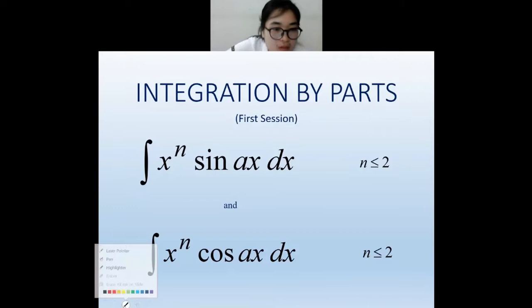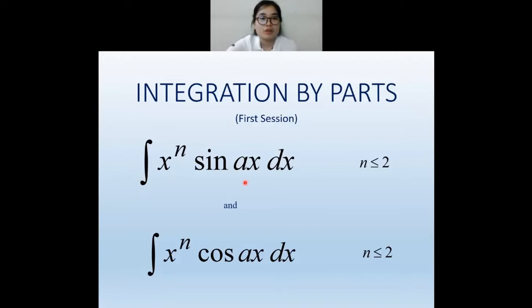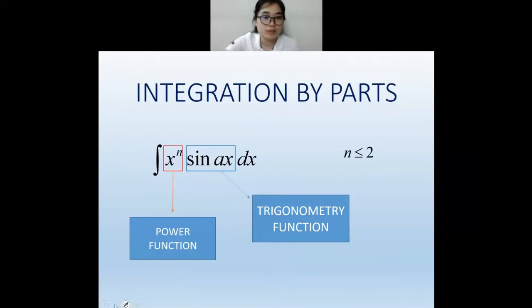What do you think about this function? It contains one function and also this one. Can you see two parts? Yes, so hard to integrate. So we will use the integration by parts formula. We can see the x power function and also the trigonometric function. This is our power function and this is our trigonometric function. From this question, the power we will just do up to power 2 only.